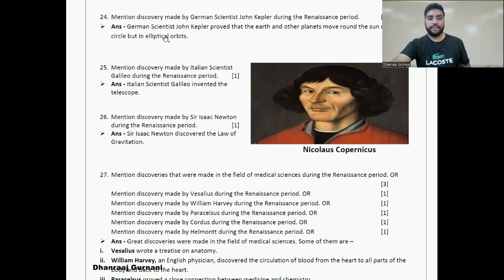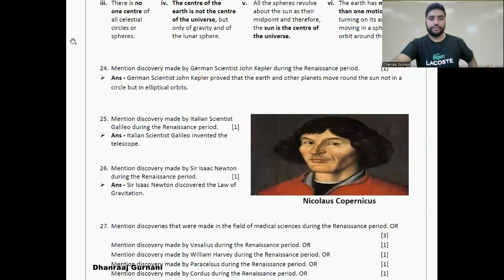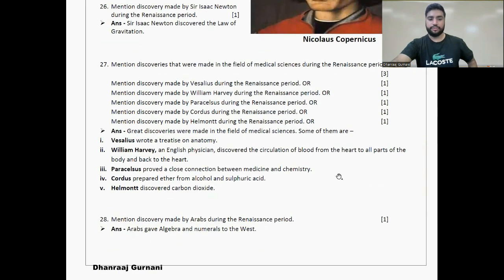During the Renaissance period, the scientist Galileo invented the telescope. Sir Isaac Newton discovered the law of gravity, that is gravitation. Obviously, before we go ahead, you just need to know this is Nicolaus Copernicus. In picture study and his heliocentric theory, they can ask you about his contributions to science.